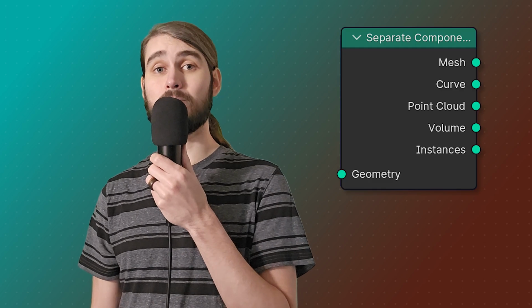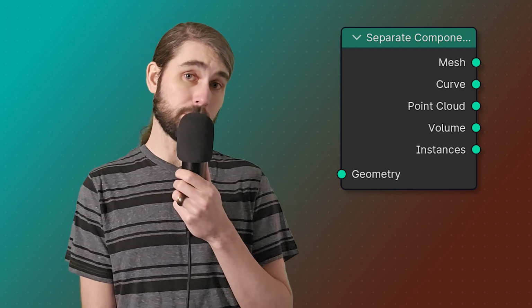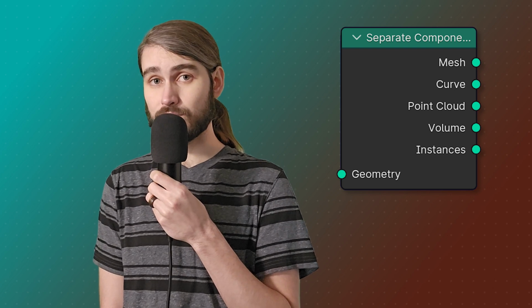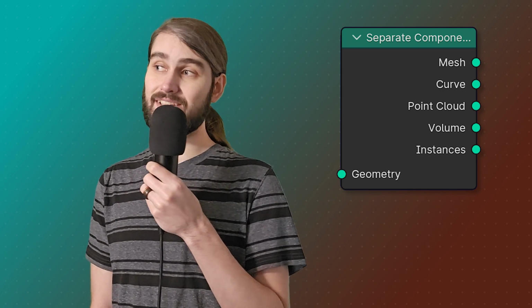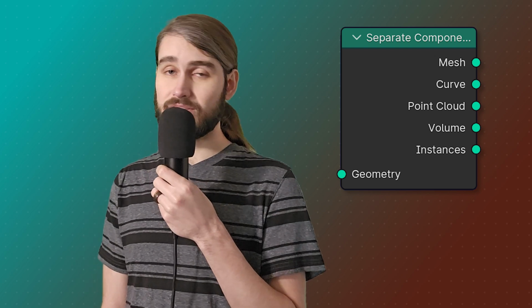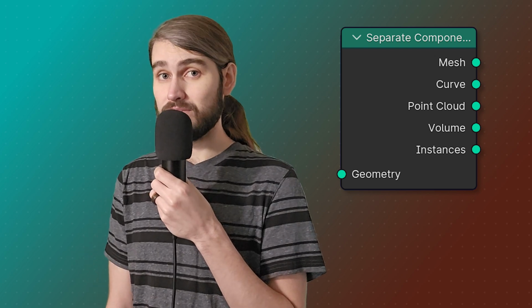Then our last operator node is the separate components node. If we have multiple different types of geometry all together in our input geometry, then what this node does is takes each type of geometry or component and separates them out into those constituent components. And of course, because we can separate our components, that implies that we can join our components. And that's exactly what the join geometry node does.